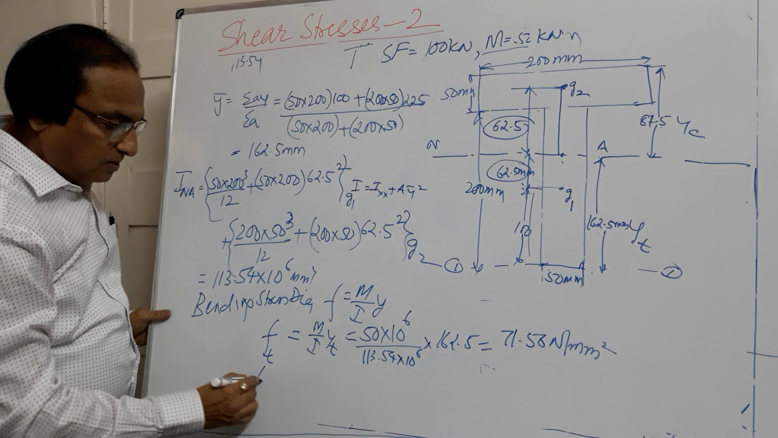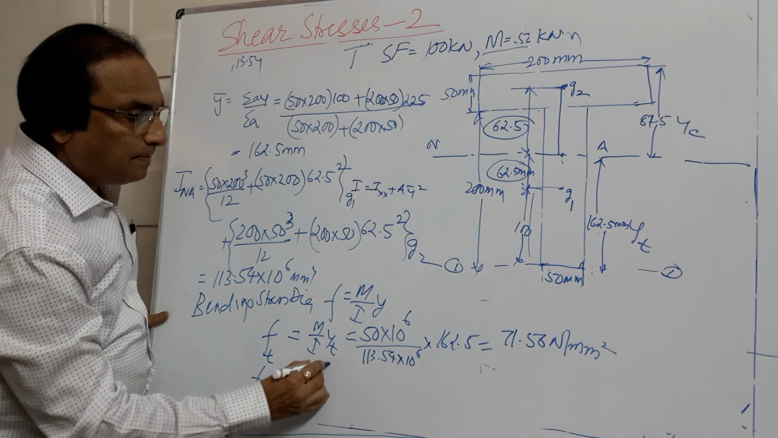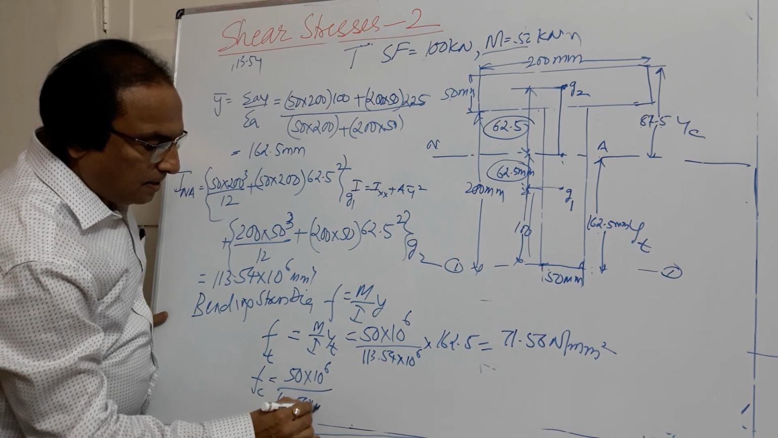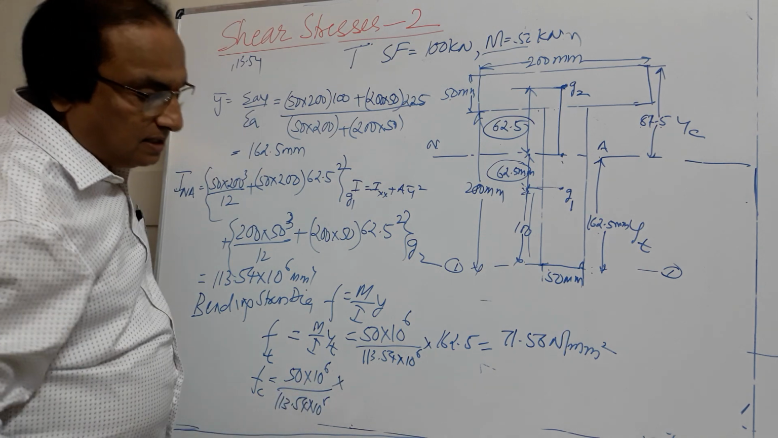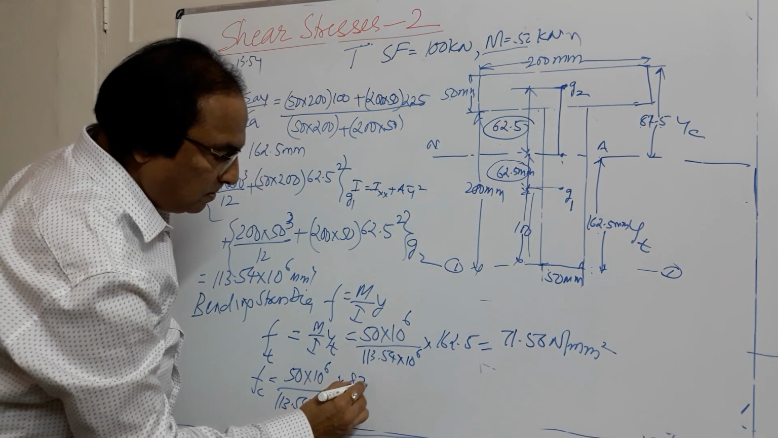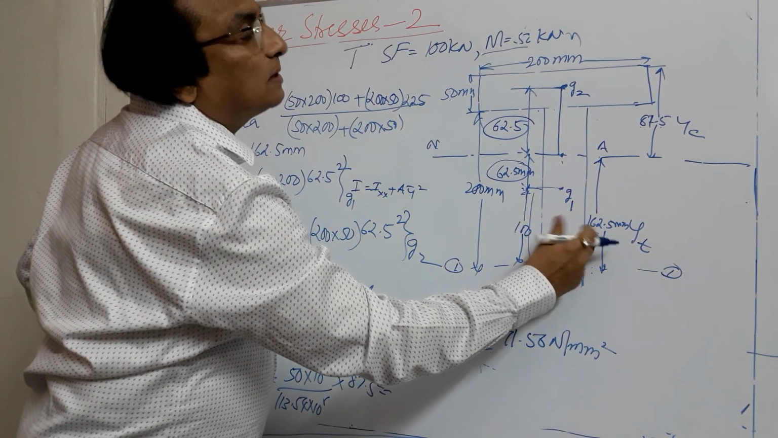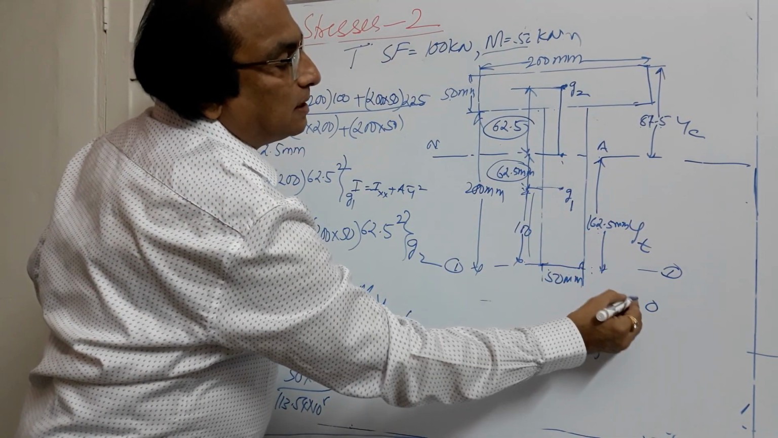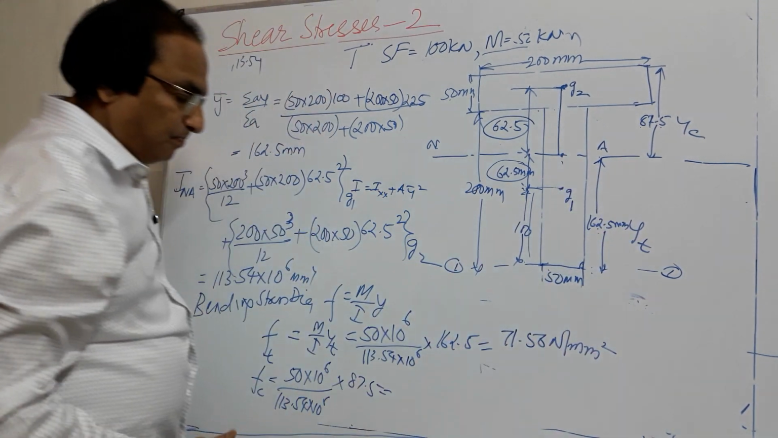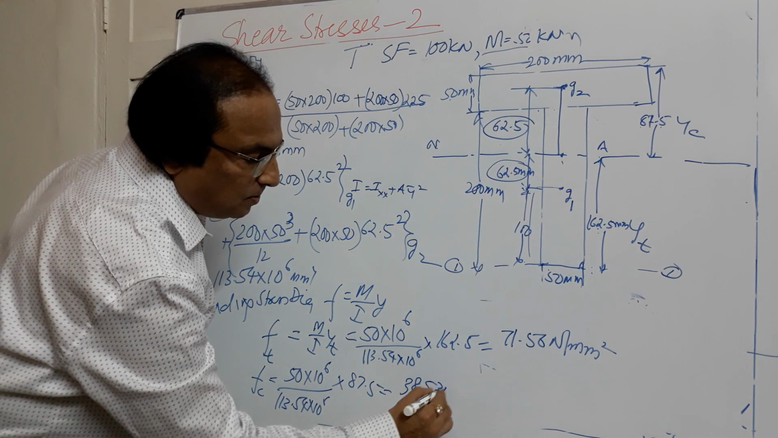Similarly, you can find the tension at the top. Again this will be M by I into Y, where Y is the distance of 87.5. If you simplify this, you get 38.53 Newton per mm square.